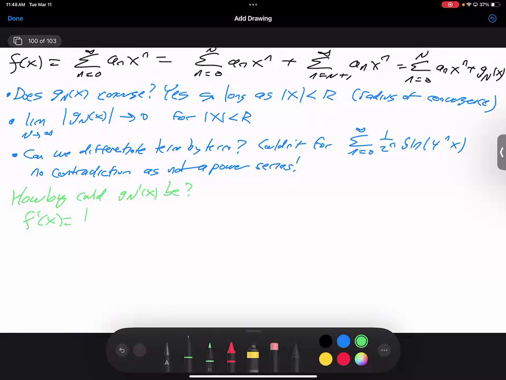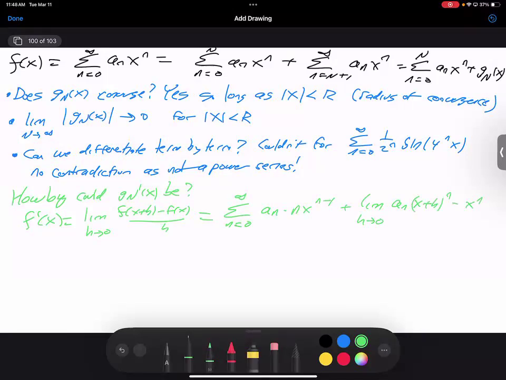f prime of x is the limit as h goes to 0 of f of x plus h minus f of x over h. That's going to be, for us, the sum from 0 to infinity of a_n times n x to the n minus 1, plus the limit as h goes to 0 of a_n times (x plus h) to the n minus x to the n over h. Now just rewrite the a_n so it's clear that it's multiplying the whole thing.